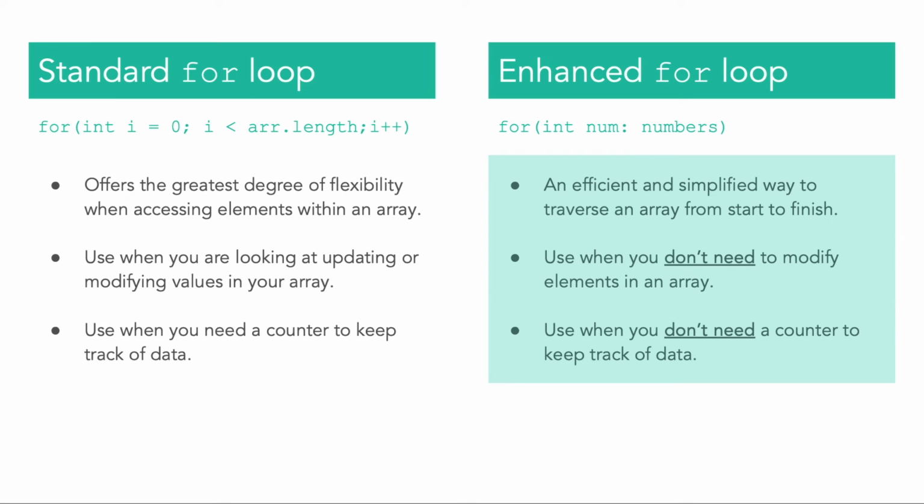The enhanced for loop is an efficient and simplified way to traverse an array from start to finish. You should use this when you don't need to modify elements in your array, and also use it when you don't need a counter to keep track of data.